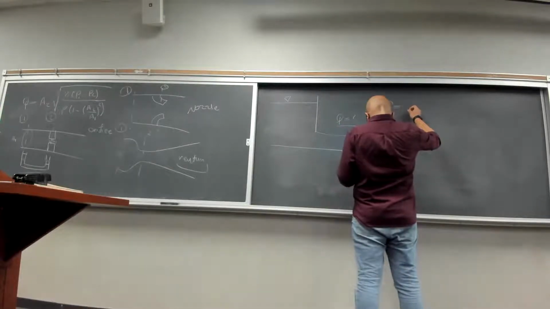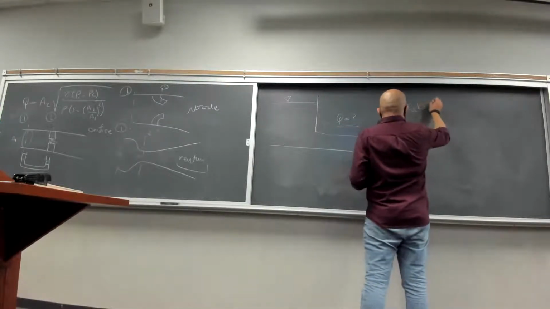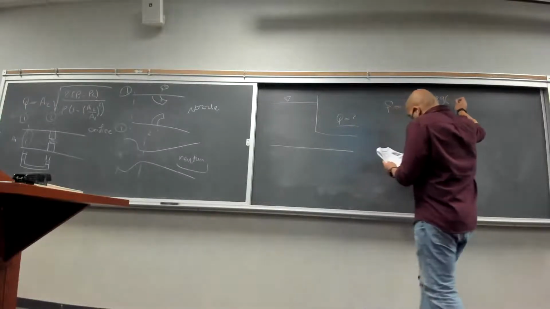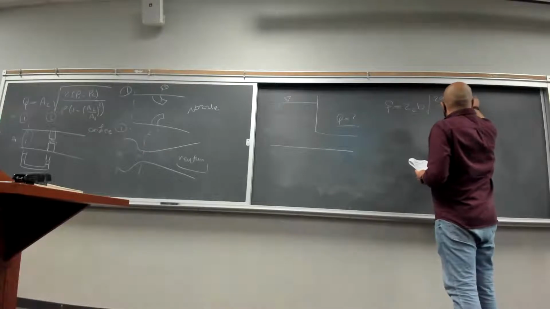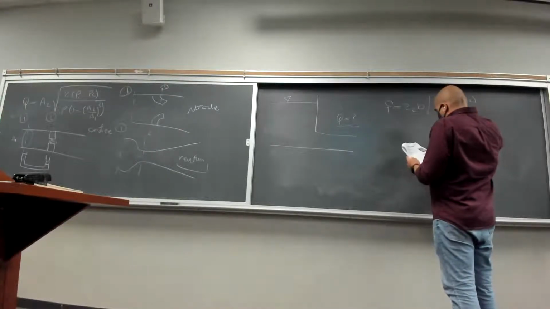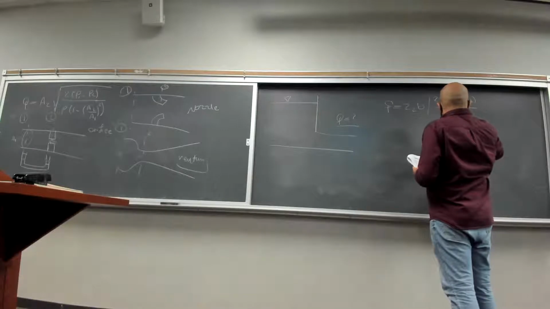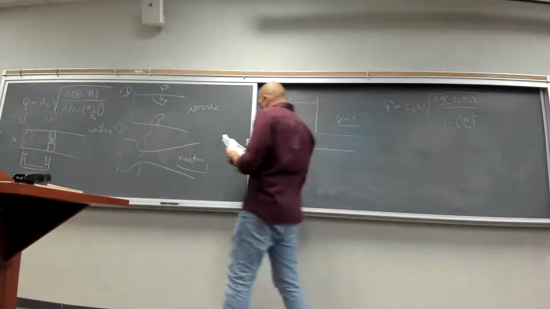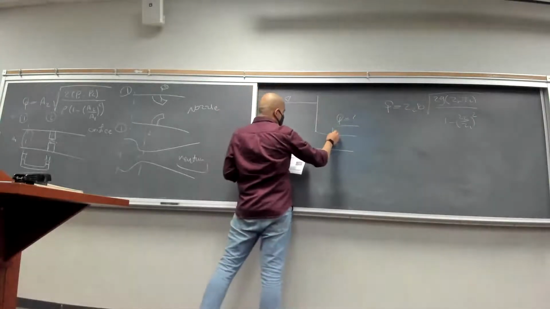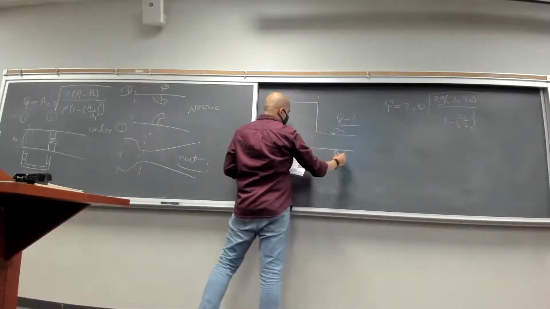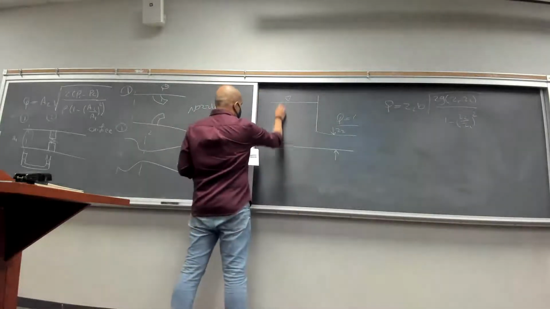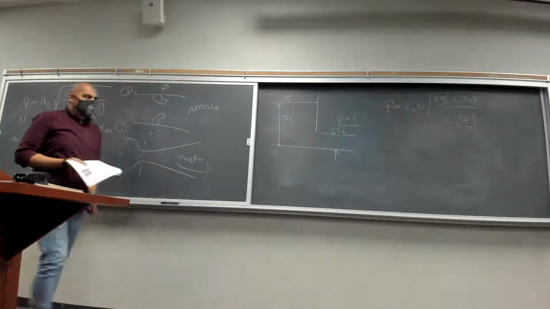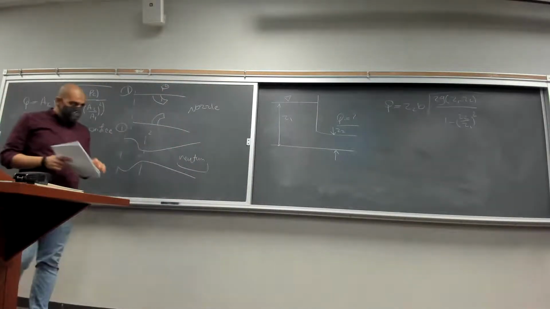Which is going to be equal to Z2 times B, I'm going to tell you what Z2 and B are, times the square root of 2g (Z1 minus Z2) divided by 1 minus (Z2 over Z1) squared. I think we talked about this as well. Just a reminder, this is going to be your Z2, and Z1 is going to be this height.